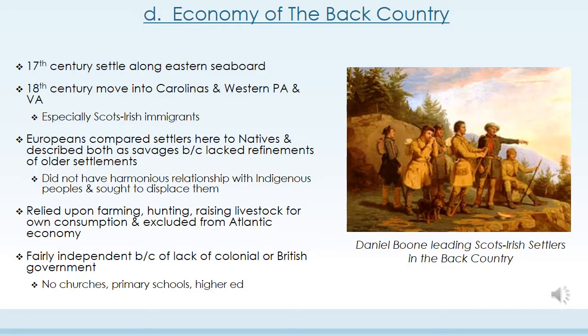And a lot of the new immigrants headed directly for the back country. In particular, the Scots-Irish were attracted to the back country of Pennsylvania and also the Carolinas, and in fact they settled in very large numbers here in Mecklenburg County. The back country lacked a lot of the refinements of the older, more settled regions of the colonies, and it led the travelers from Europe to compare backcountry colonists to Native Americans, and often in their journals and their diaries they described them as being savages, both the natives as well as the backcountry colonists.